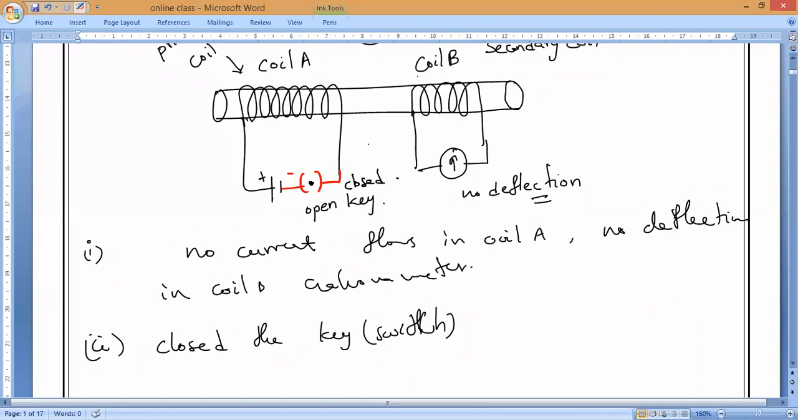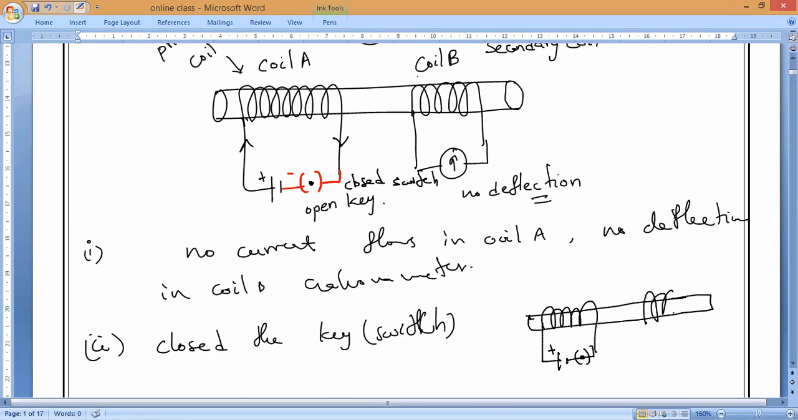If you want, you can draw the diagram again. The closed switch. By the time the current is passing in this direction, at this moment I can see some deflection in the galvanometer. Let me draw here. So this is it. Now the switch is closed, so the galvanometer connected to coil B will respond within a fraction of a second.